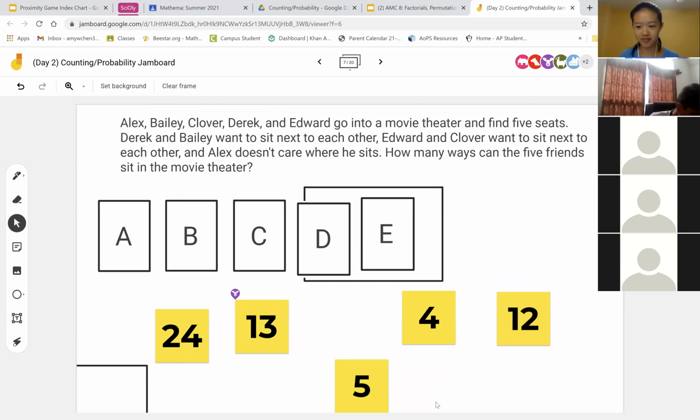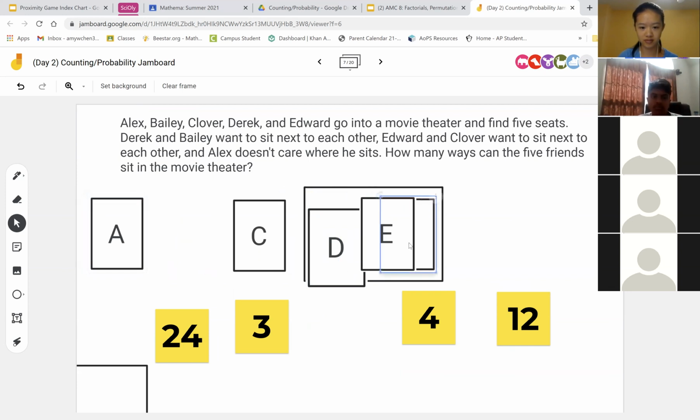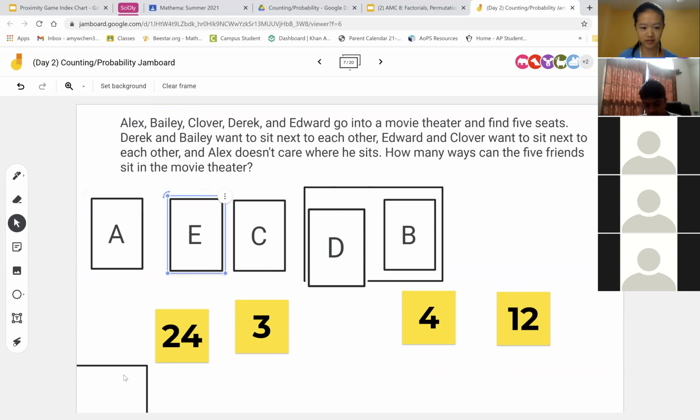What I did was I basically arranged them instead of 5 people. I arranged them into 3 people because that's how the seatings would work. There would be Alex by himself, and then there would be Bailey and Derek, and then Edward and Clover, and then I just did the factorial.